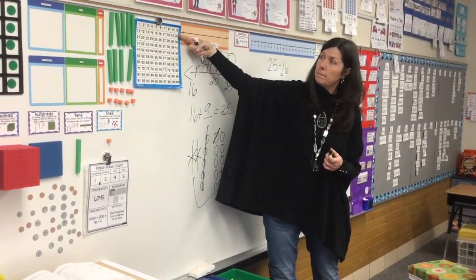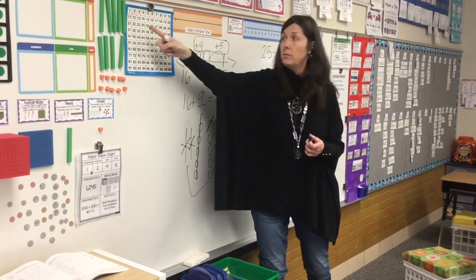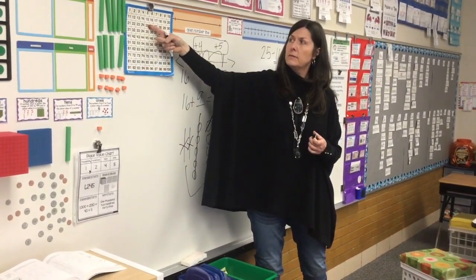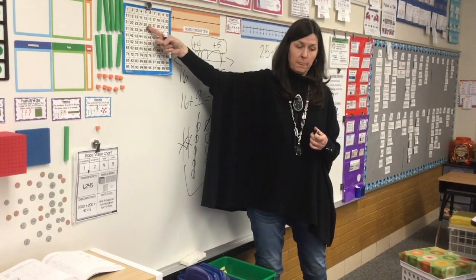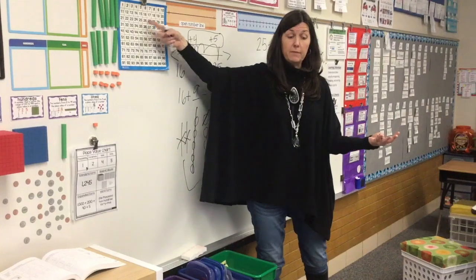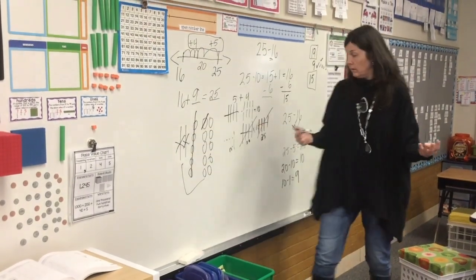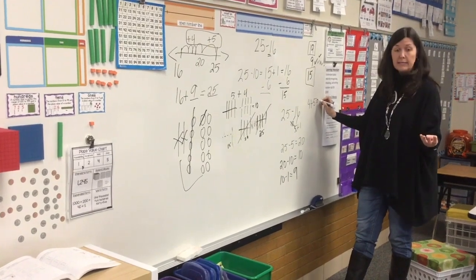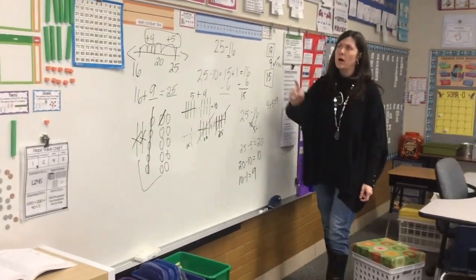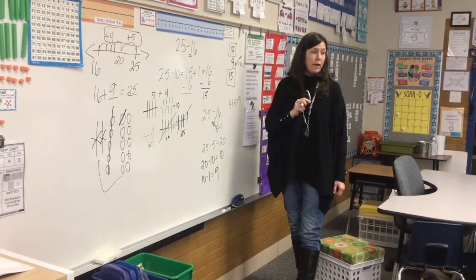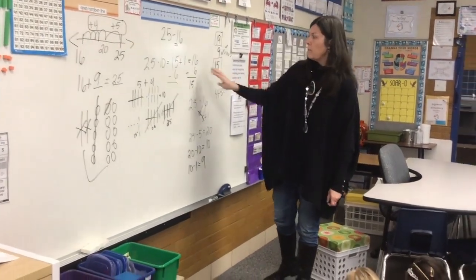And then I did 5 more ones. 1, 2, 3, 4, 5. And then I ended up at 25, so I did 16 plus. So you did 4 jumps the first time and 5 jumps the second time. I knew that was 9. So 4 jumps plus 5 jumps is 9 jumps. He counted on or he counted back? He counted on.